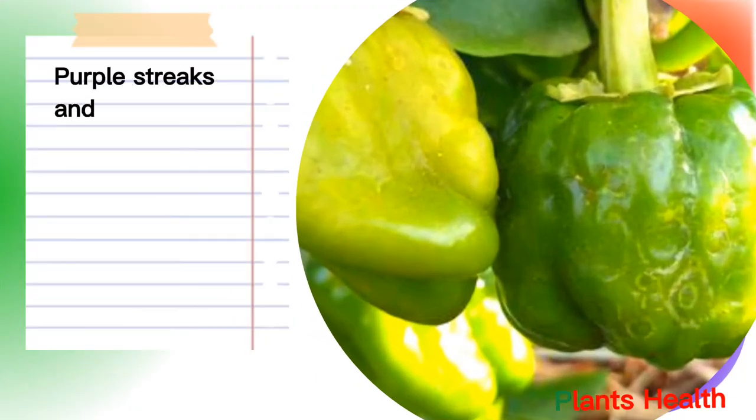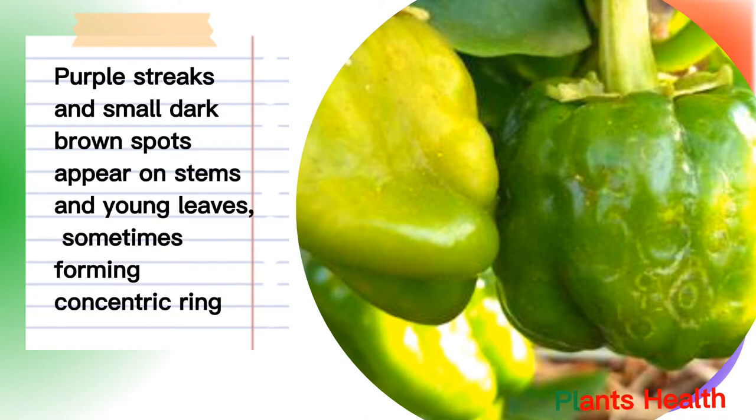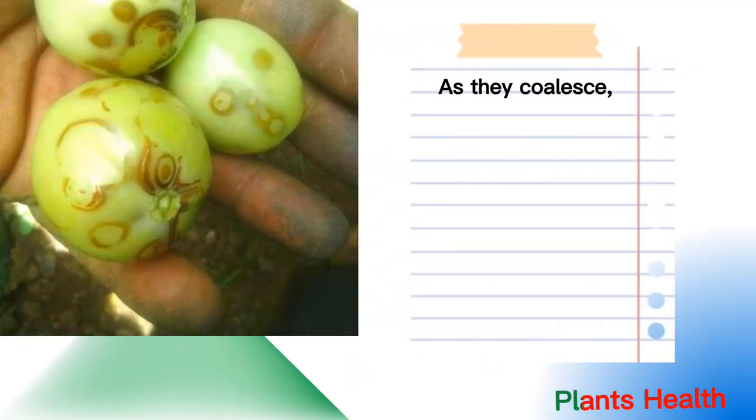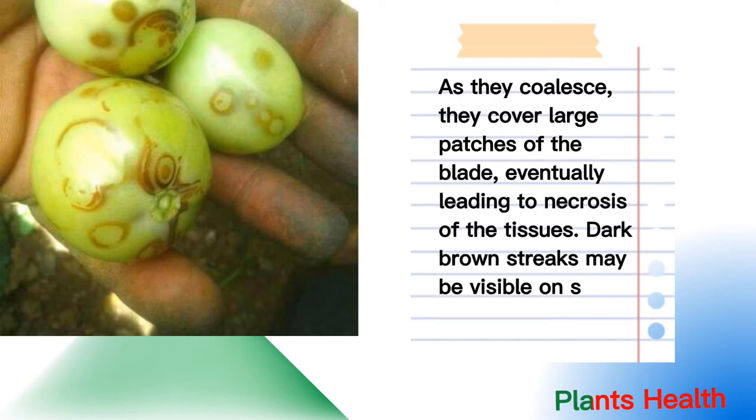Purple streaks and small dark brown spots appear on stems and young leaves, sometimes forming concentric rings. As they coalesce, they cover large patches of the blade, eventually leading to necrosis of the tissues. Dark brown streaks may be visible on stems and petioles.